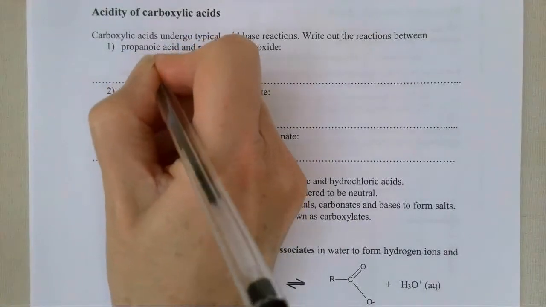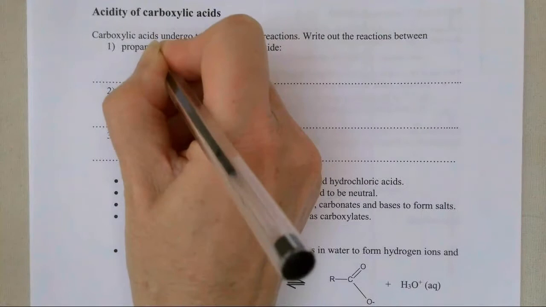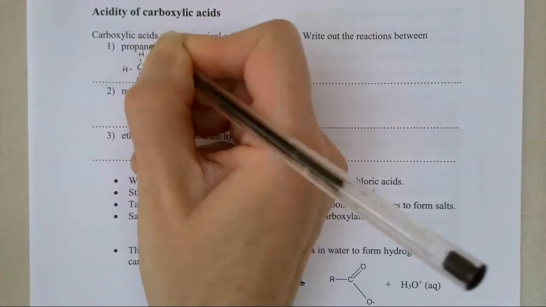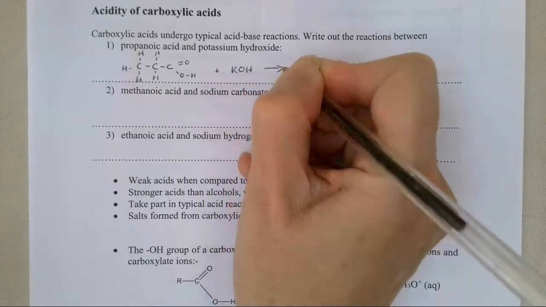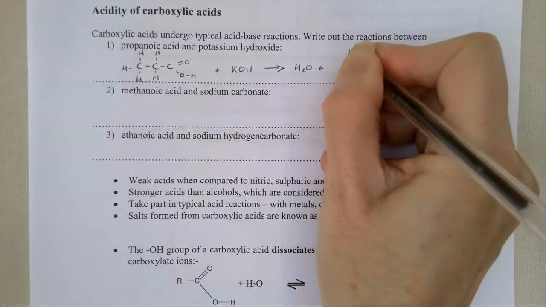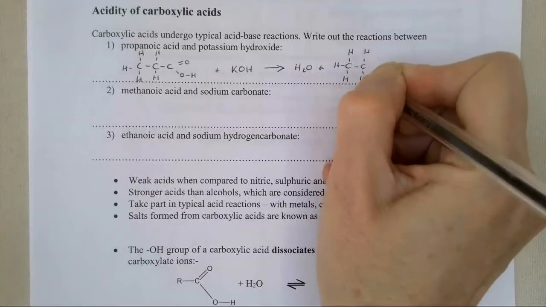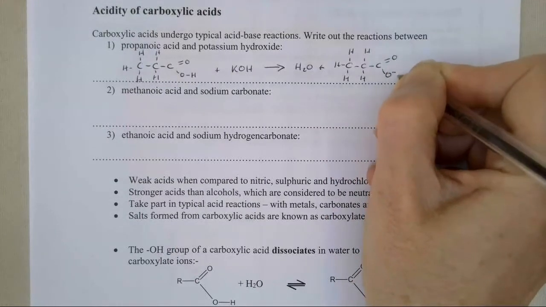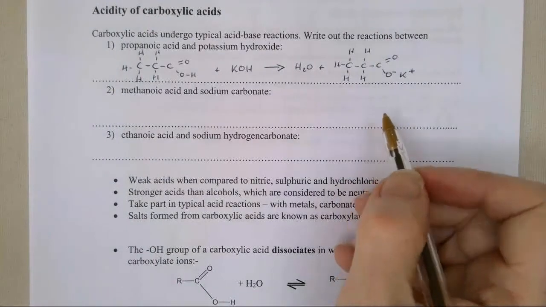So propanoic acid, we've got 3 carbons, and I've got my OH group. And it's that OH group that's important because it's that hydrogen ion that I'm going to lose, and I'm going to add potassium hydroxide to this, and this is a simple acid-base reaction, so we get water and a salt. In this case we get the propanoate salt. So I've got my carbons, double bond oxygen, this oxygen has lost the hydrogen and it's now got that ionic bond between them.